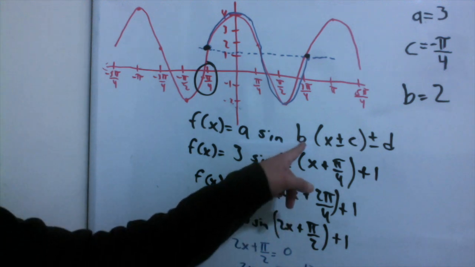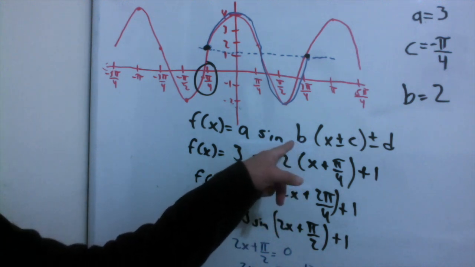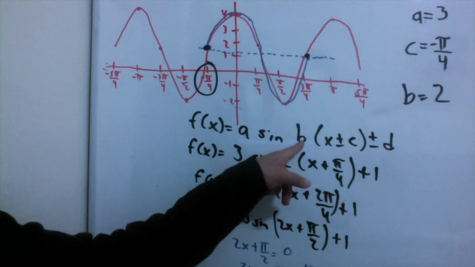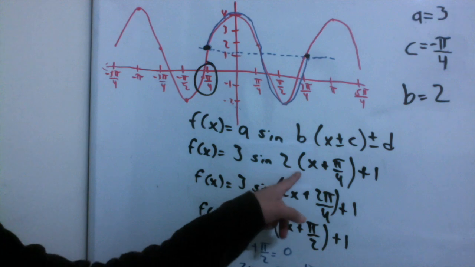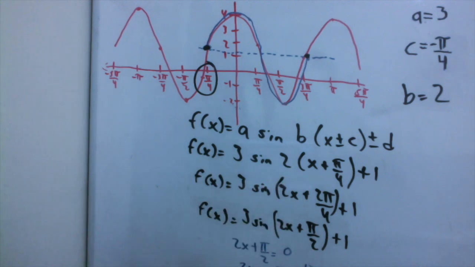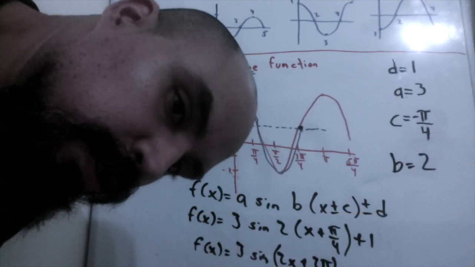But don't forget, when you want to put it in the formula, you have to put the B outside the parentheses and then do the distributive property. That's really important.